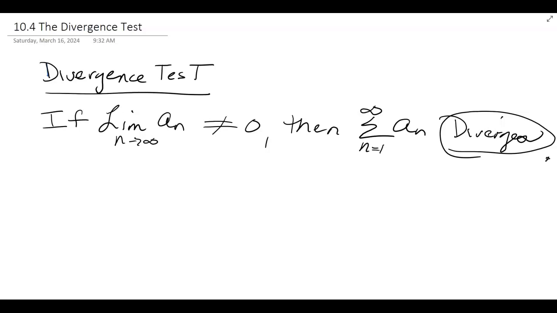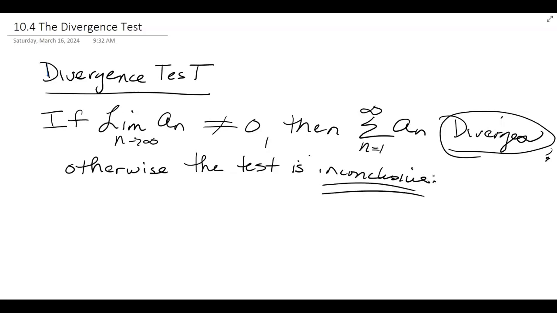Now, here's the most important part. Otherwise, meaning if it does equal 0, the test is inconclusive. So what does that mean? That means if your limit does indeed equal 0, you cannot say it is convergent. Your test is inconclusive. If the limit does equal 0, you have to do further work to determine if it converges or if it diverges.